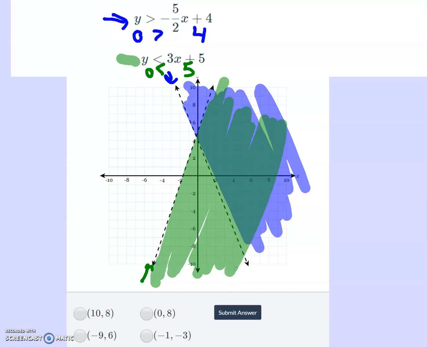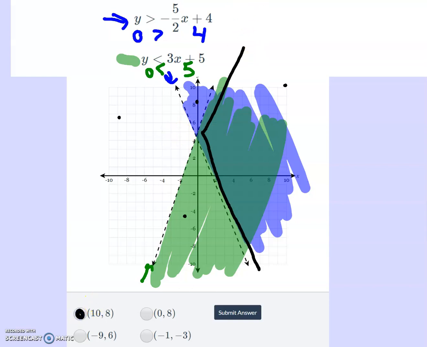Okay. And now the question is, which part of this is shaded twice? Well, this area right in here, right in this region there. So which of these points down here goes in this region over here? Well, 10, 8 would be 10 here and 8 that way, so that'd be right about there somewhere. That's reasonable. 0, 8 would be up here. That doesn't work. Negative 9, 6, that's over here someplace. That's not going to work. And negative 1, negative 3, it's going to be down here. That doesn't work because it's not in both of them. So yeah, 10, 8 was the answer.